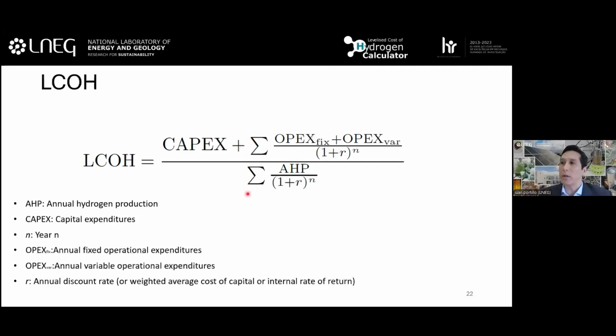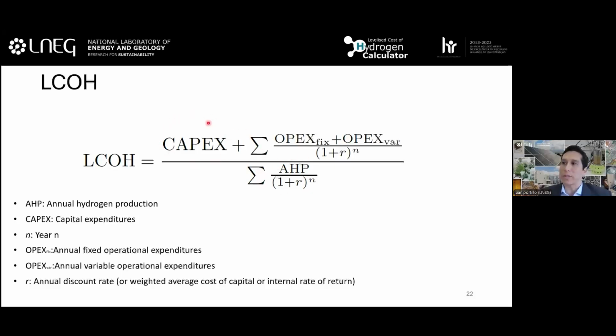But the particular thing with this equation is that all the expenses that we incur over the years are somehow translated into a reference point. And we will see it in the next slide graphically so you can understand better what I'm saying. Also, it happens with the production.